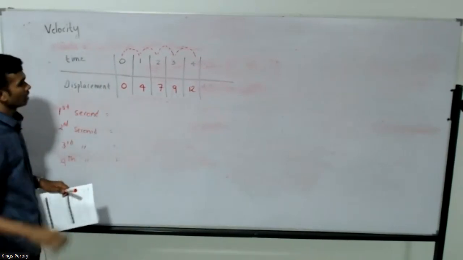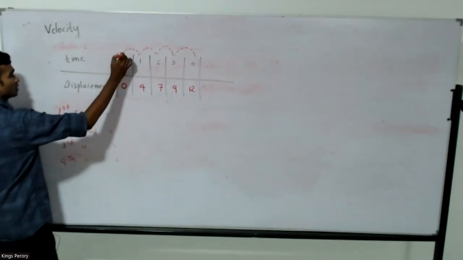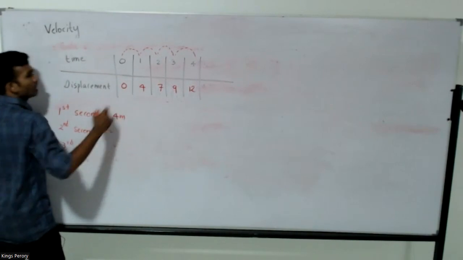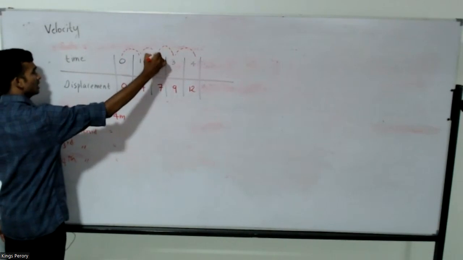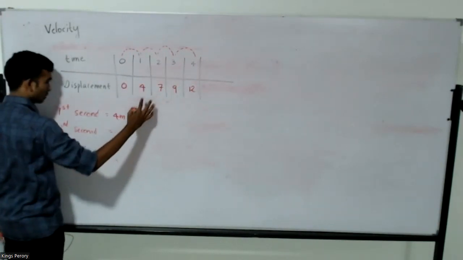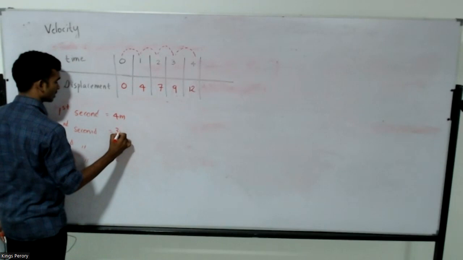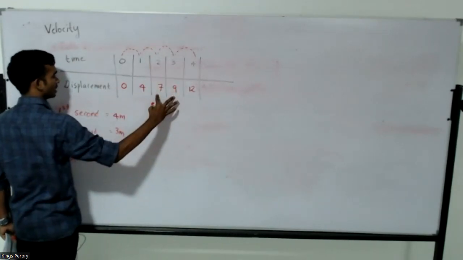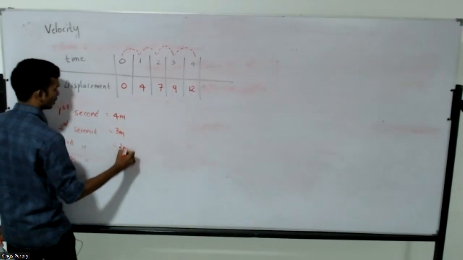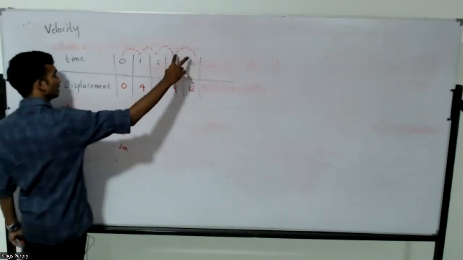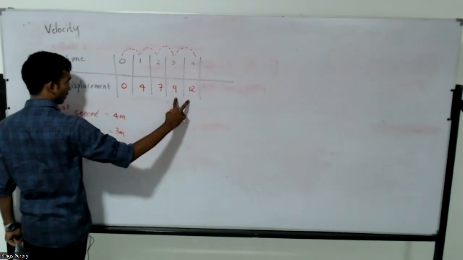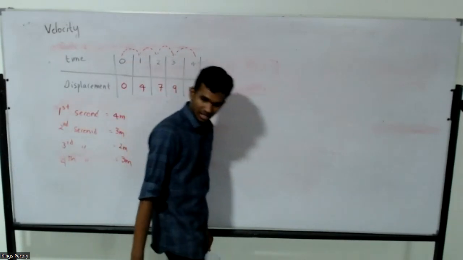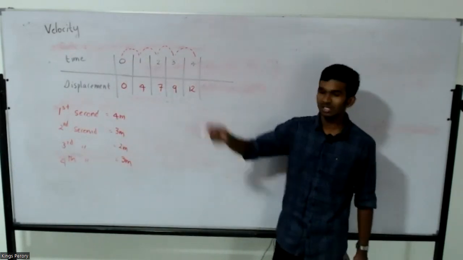Now tell me. What's the displacement traversed in first second? How much? 4 meters. What's the displacement traversed in second second? 3 meters. 7 minus 4, 3 meters. Third second? 9 minus 7, 2 meters. Fourth second? 12 minus 9, 3 meters. What is happening? Every 1 second, displacement traversed is different.